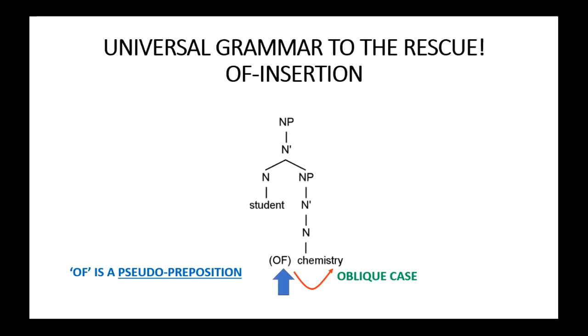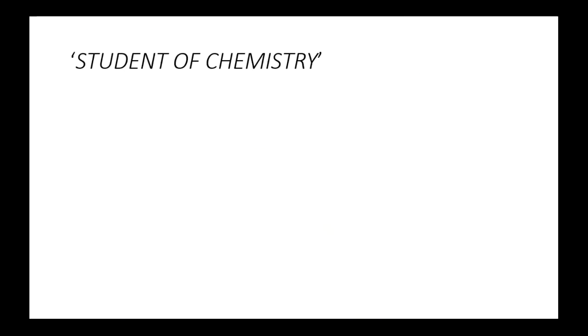Okay, so I repeat, at D structure, we only have student chemistry, and chemistry would have a problem because it would not get case. So this is an emergency. Now, how does universal grammar help us to get out of this emergency? It inserts this of, okay? And what does this of do? This of is a pseudo preposition, and the pseudo preposition then assigns oblique case to chemistry, and now chemistry is happy because chemistry does not violate the case condition, okay? So this is a special rule, and this is a rescue operation, okay?